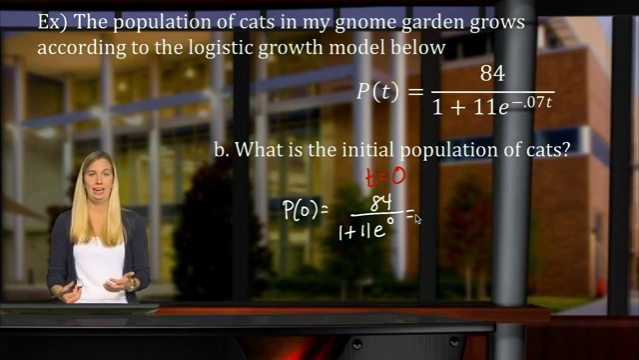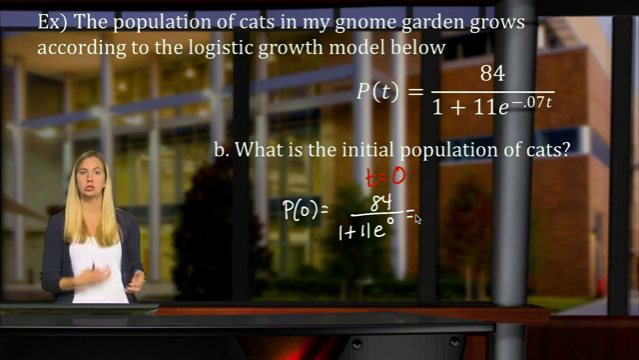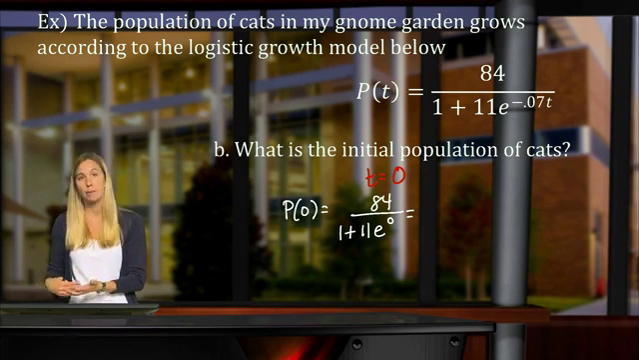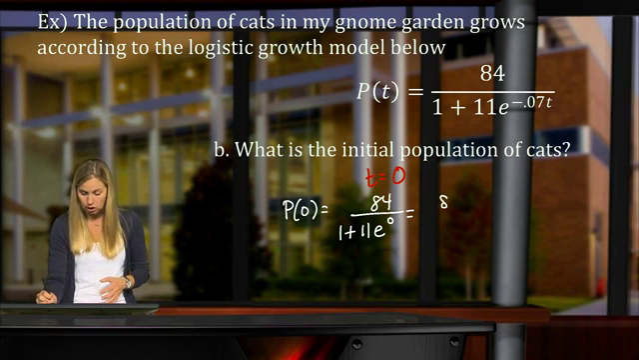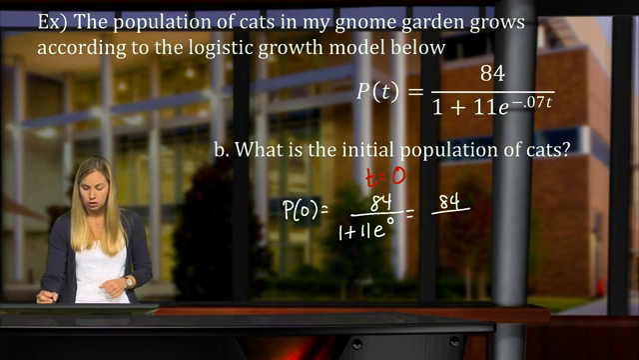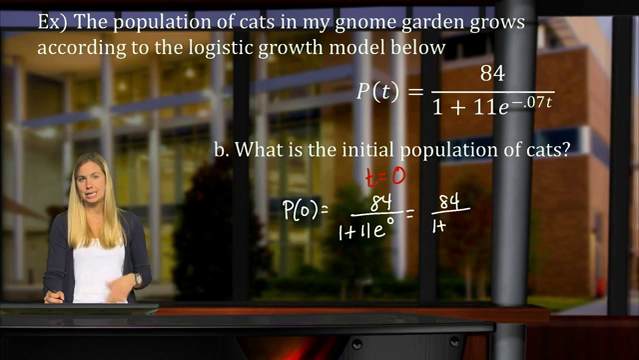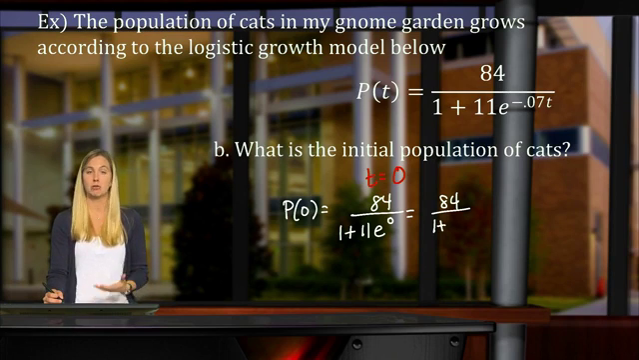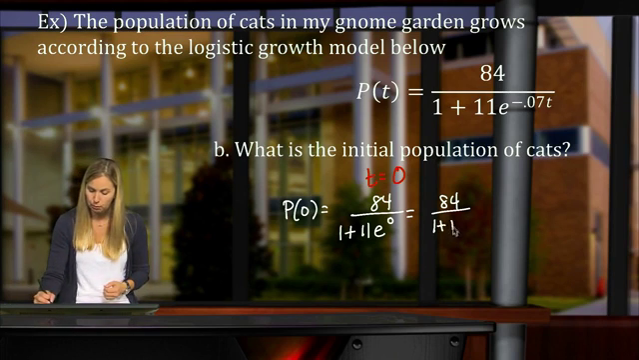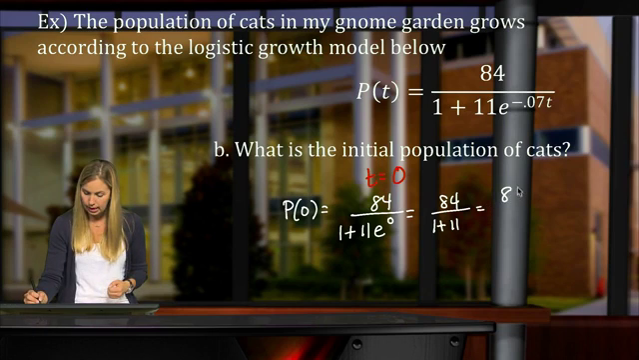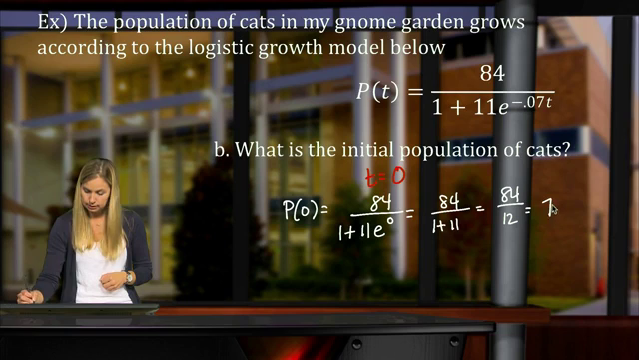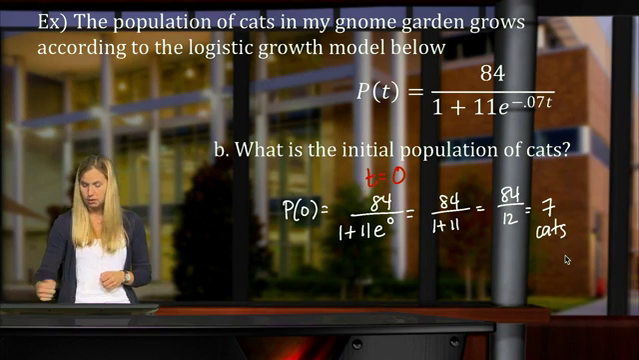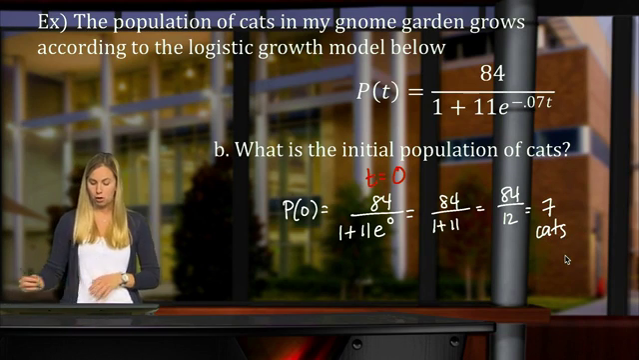Now I can simplify. Again, the more mental math that you can do, the less you rely on plugging all these complex expressions into your calculator, the more likely you are to get the right answer. So we have a numerator of 84. This is 1 plus 11 e to the 0. What is e to the 0 power? Well, anything raised to a power of 0 is 1, so this is 1 plus 11, or 84 over 12, which is 7. There were initially 7 cats in my gnome garden.